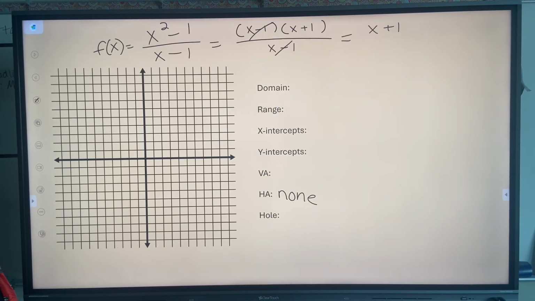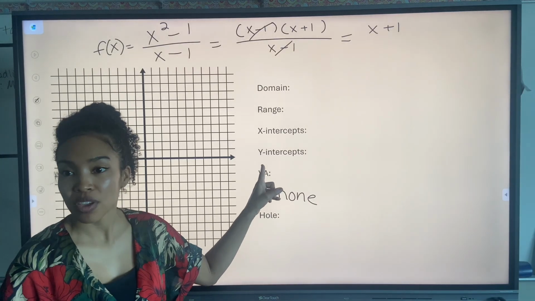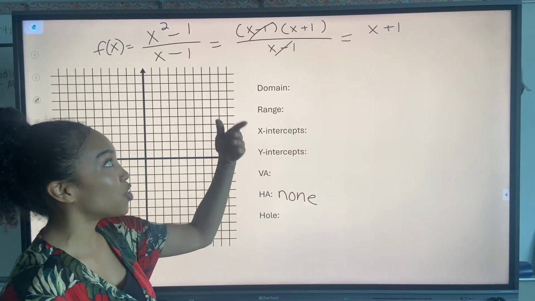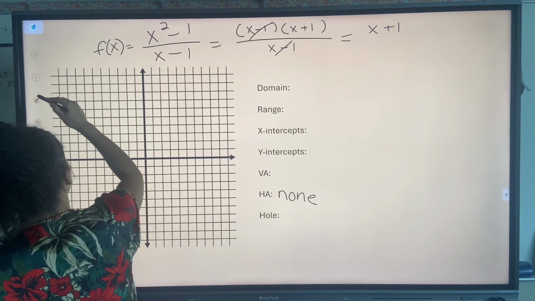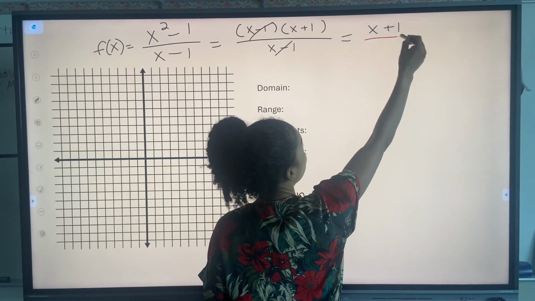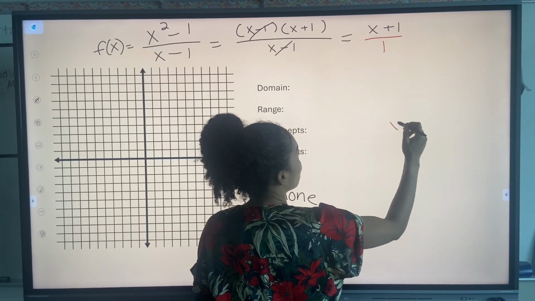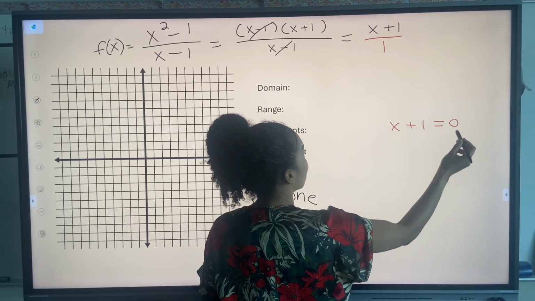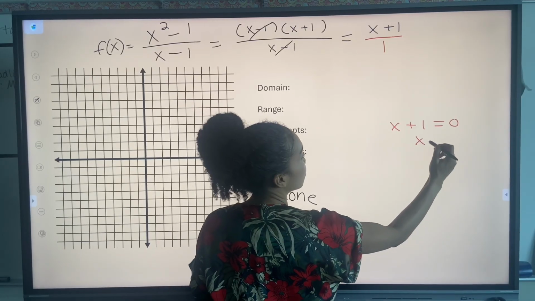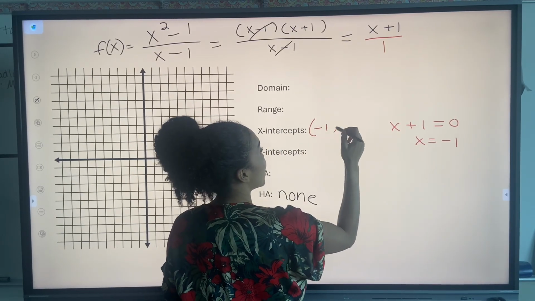Okay, so let's find the x-intercepts. For x-intercepts, you set the numerator equal to 0 and solve. Or you could just set x plus 1 equal to 0 and solve it. You get negative 1. Please write it as a point.